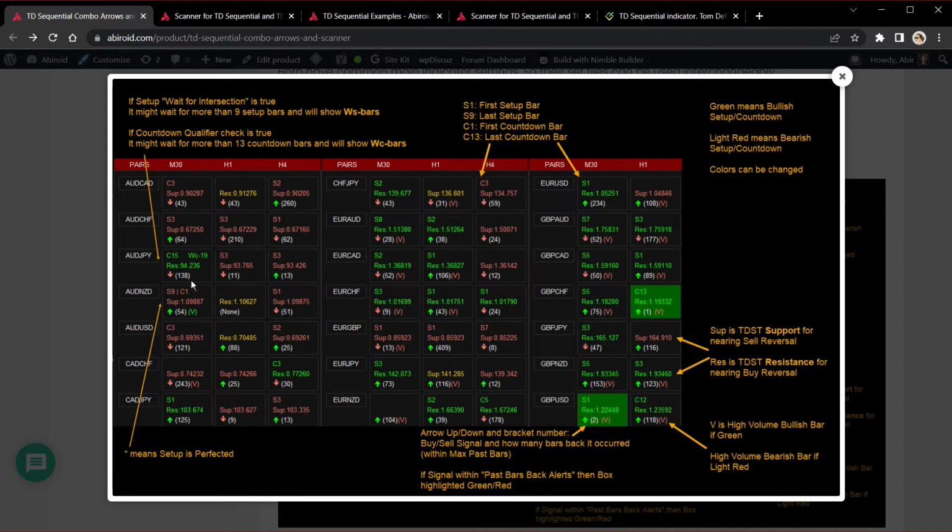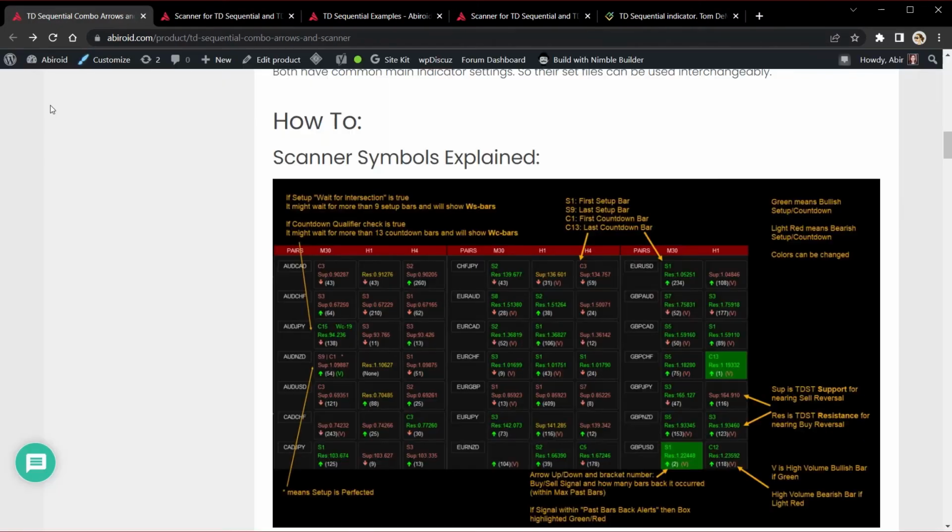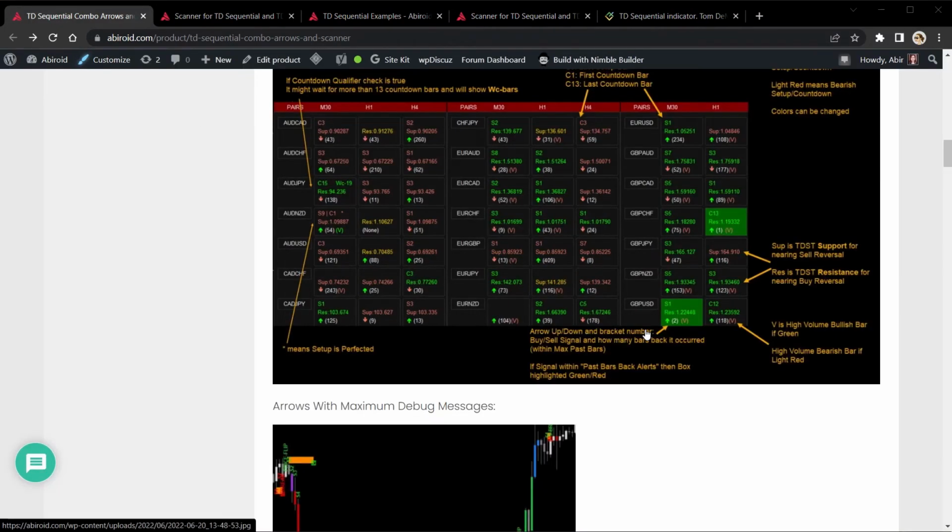And this star means that the setup S9 has been perfected, and while S9 is going on, we also get a countdown at that same bar. So you will see S9 C1, and the star indicates that the setup has been perfected. I'll show you what perfected means and what the countdown qualifier means. I'll go back to the page. So let's go.